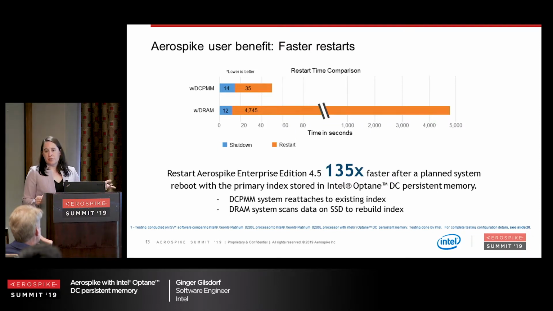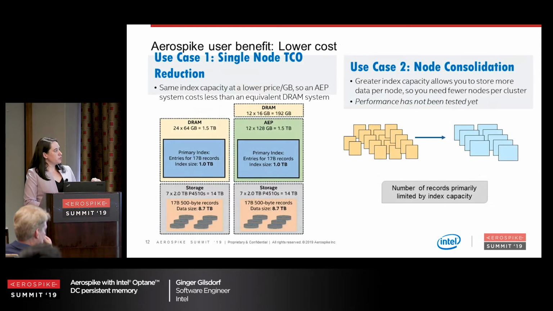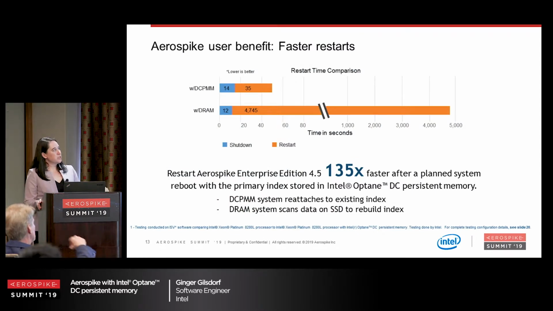As most of you know with DRAM, that's not the truth. The index is gone, and you have to scan through every single record on SSD to rebuild the index. For the same system I showed before, with a terabyte of index and 8.7 terabytes of data, the DCPMM system was up and running in 35 seconds. That's not including the full reboot time, but once I started Aerospike, it was up and running in 35 seconds, ready to start taking queries.